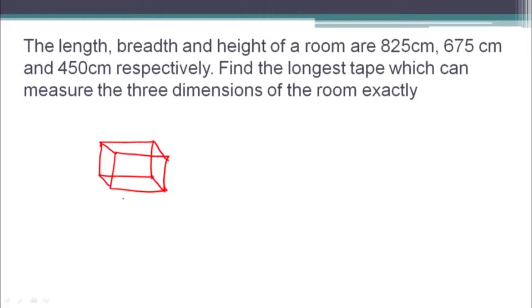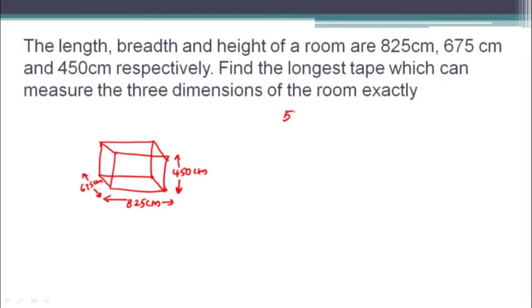So what should you find here? You have a room. So there is a rectangular room whose length is 825 centimeter, whose breadth is 675 centimeter and height is 450 centimeter. You have to find out the longest tape which can measure the dimensions of the room exactly. What is it that you have to find out here? Should you find out the LCM or the HCF? This is a question on HCF.